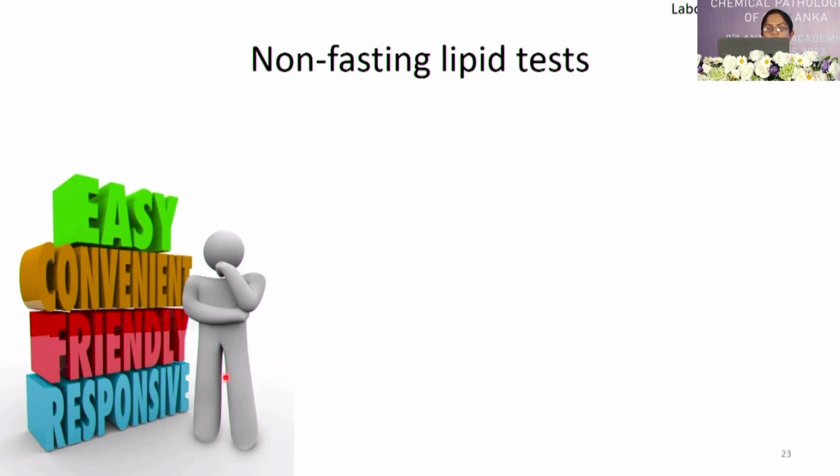So the non-fasting lipid profile is easy, convenient, because we are not suffering from fasting. It is less cumbersome.